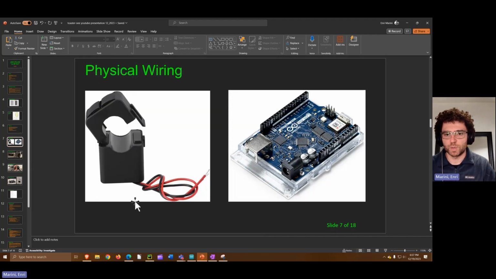Next, the physical wiring. So this is the split core transformer itself. Very basic, positive and negative lead. This is the exact board I'm using. And you can see on this side, mine does have the additional inputs, but this is where your analog in would go, and you can use any of the ground.